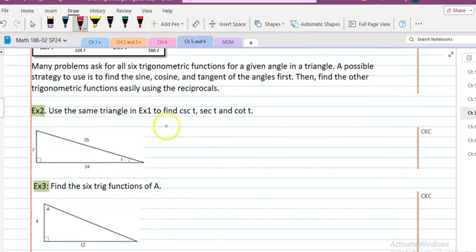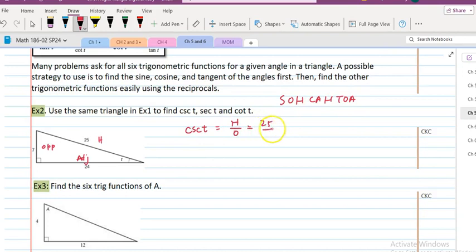Do another triangle. The same. This is T. This is opposite, right? And this is adjacent. And this is hypotenuse. So if I want to do cosecant T, that would be the reciprocal of sine T. Sine is SOH. So I'm going to just write here, SOH CAH TOA. So cosecant is a reciprocal of sine. For sine is O over H, so this one has to be H over O. Hypotenuse is 25. Opposite is 7.